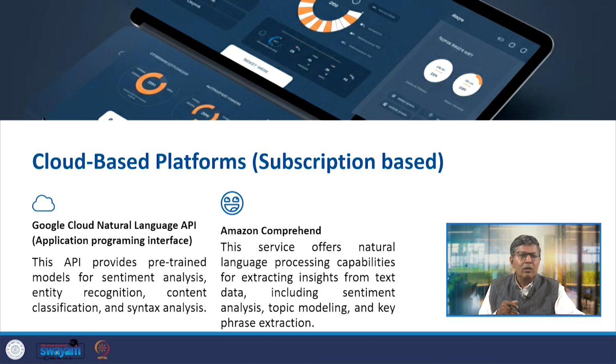Now, the Google Cloud one, this API provides you pre-trained models, right? Pre-trained models for sentiment analysis, entity recognition. So, you remember named entity recognition, where the names and all things will be separated, content classification and syntax analysis. Similarly, same thing for Amazon Comprehend. So, this also gives similar kind of results, or it helps you for text analysis, and these are both cloud based platforms, right. So, they have their own benefits.